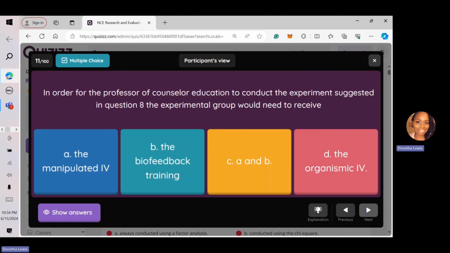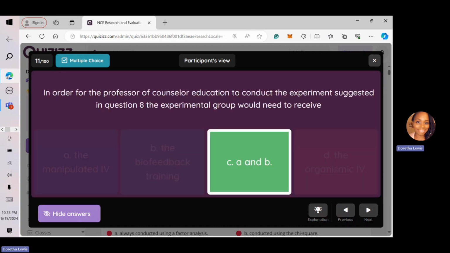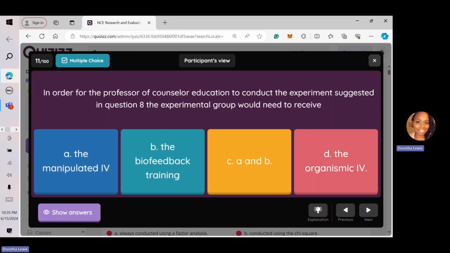In order for the professor of counselor education to conduct the experiment suggested in question 8, the experimental group would need to receive the what, right? What am I manipulating here? What am I adding to the group, right? I hope you chose A and B, right? Because I manipulated the group by introducing biofeedback training, right? And then you go right back to what is the effect of that biofeedback training. That would be the dependent variable, which stands for data. Also outcome, right?